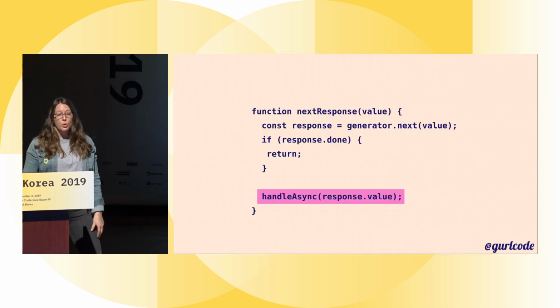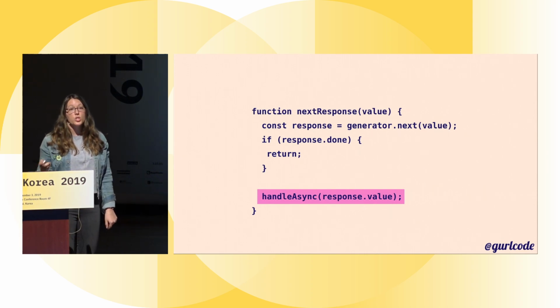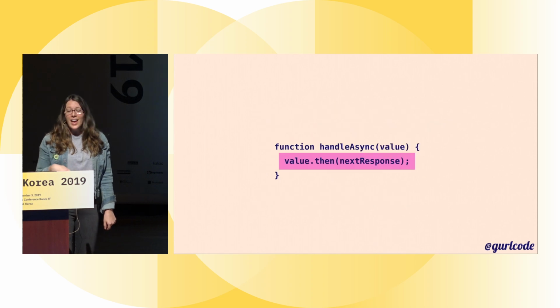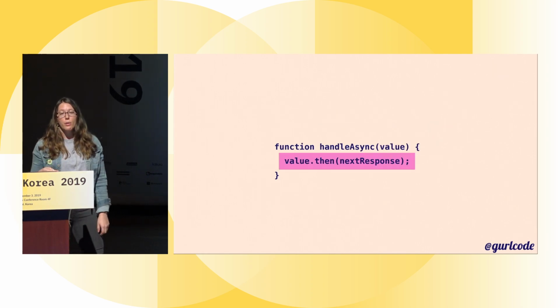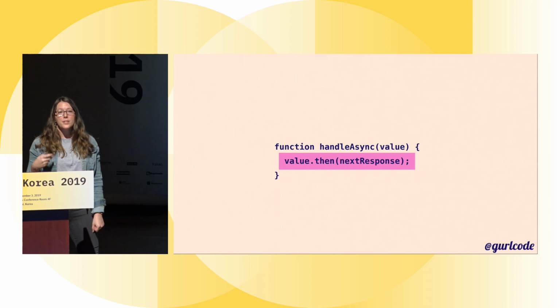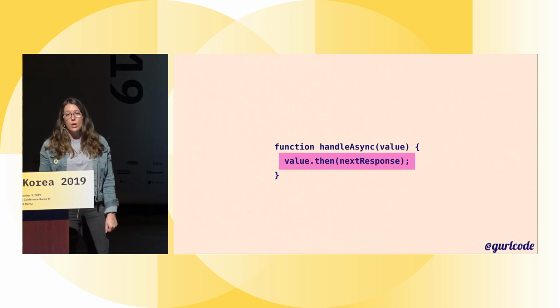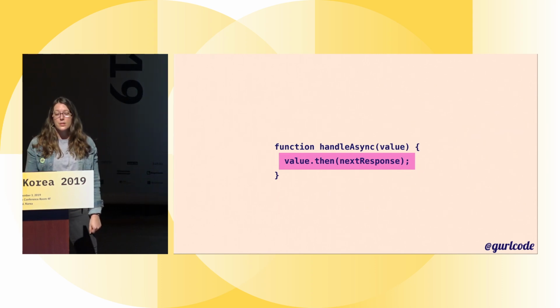So I can amend the coroutine to handle async requests. Instead of calling next response, we're going to call a handle async function. We're going to pass it the value of the generator's response, which is a promise. And now we can actually prevent the generator from resuming until the promise is resolved. When it's resolved, we're going to call next response, which will resume the generator.